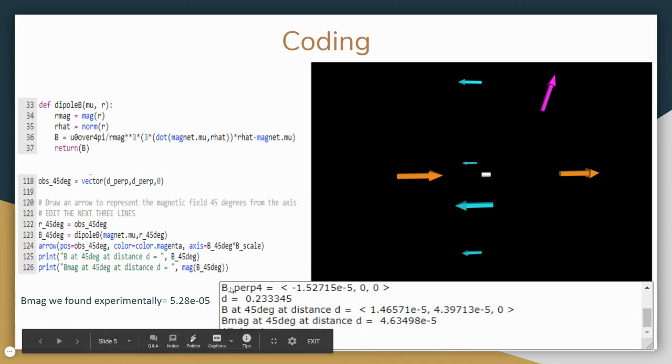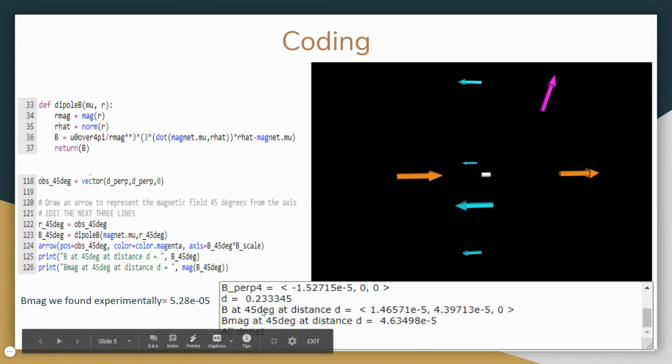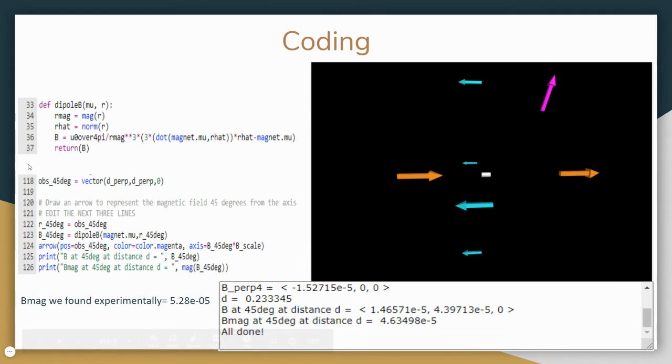Here's some code that I deemed was important. This code is showing the arrow, and this arrow is representing the Bmags that we are comparing. And this is the function that we used to more efficiently calculate all the Bmags that are represented by these arrows.